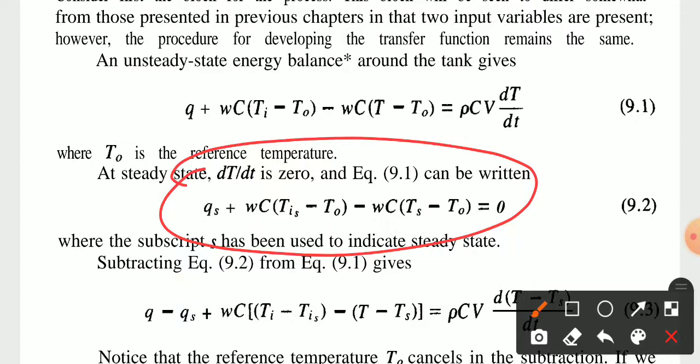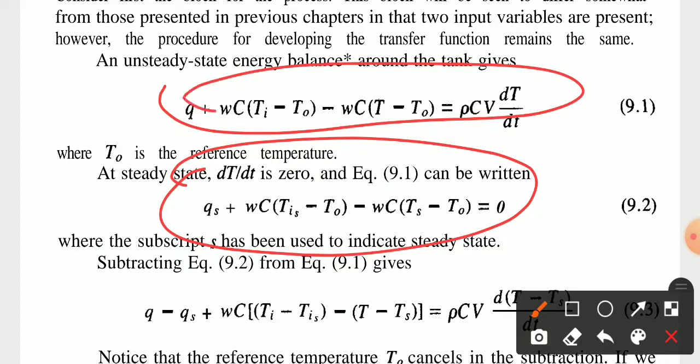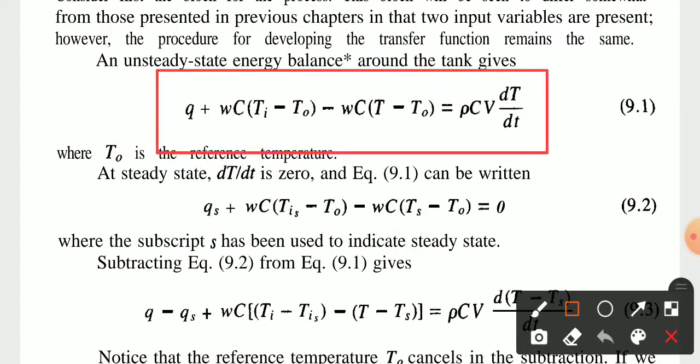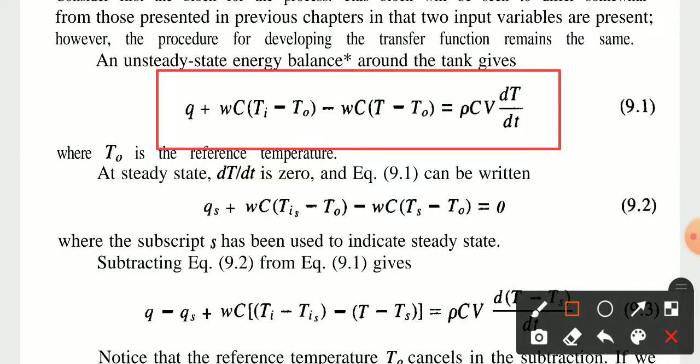Okay, for this one and this one, two equations. Q plus Wc (Ti minus T0) minus Wc (T minus T0) is equal to rho Cv dT by dt. T0 is the reference temperature at a steady state temperature. dT by dt is 0 and equation 9.1 can be written for these conditions.